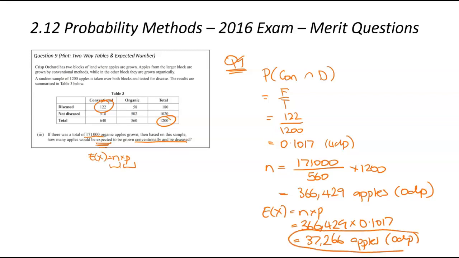Just noting, this answer here will be slightly different to the model answers in the exam, and that was because we rounded to 4 dp instead of 3 dp. So our answer is probably going to be a little bit more accurate because of our more accurate rounding.